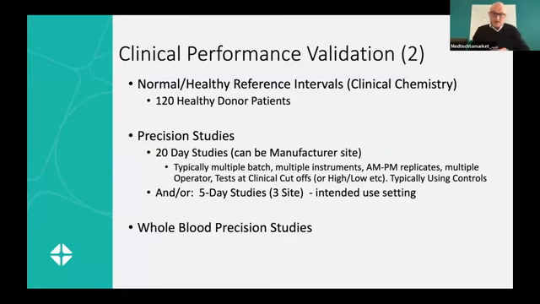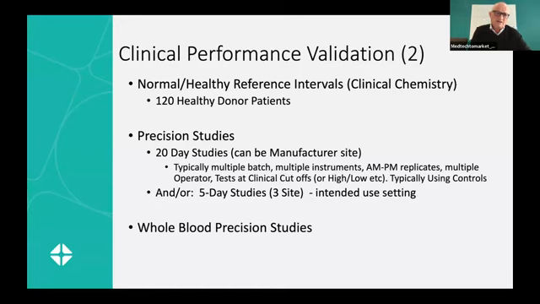In addition, there's other studies which may or may not be needed. There's a normal healthy reference intervals. So again, you need to demonstrate that your product comes out negative, for example, or below a certain clinical decision threshold for normal or healthy individuals. So you need to demonstrate that. So that's typically another 120 patients. These are healthy donors that could be used.